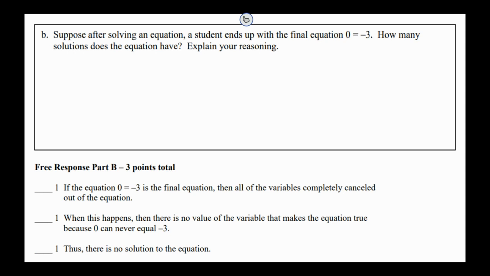And you get a point for saying there is no solution to the equation. So 1 point for no solution, 1 point for saying the variable is canceled, and 1 point for saying there is no value of the variable to make that equation true.